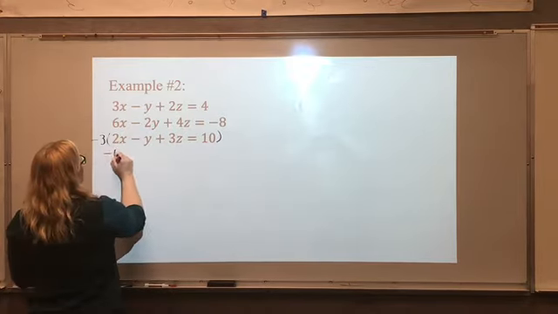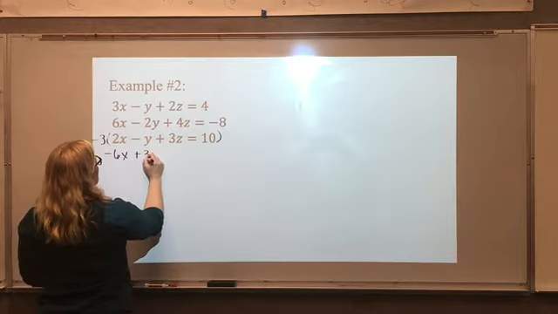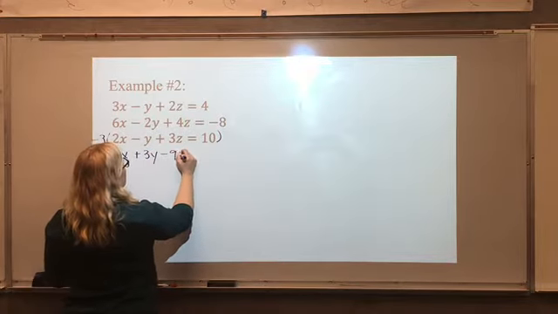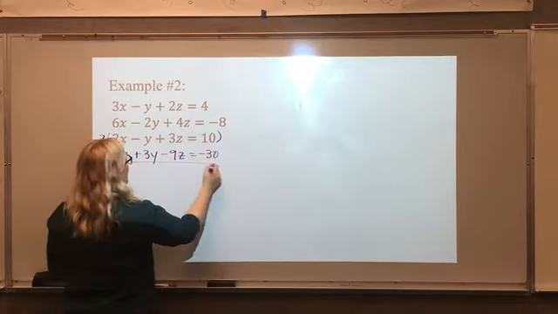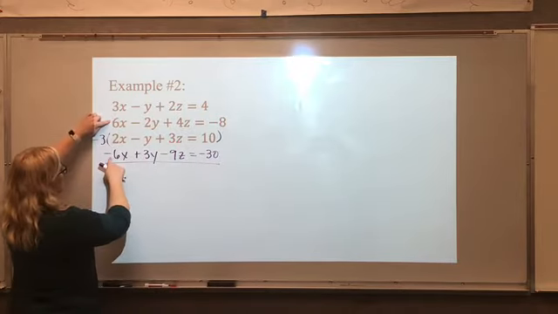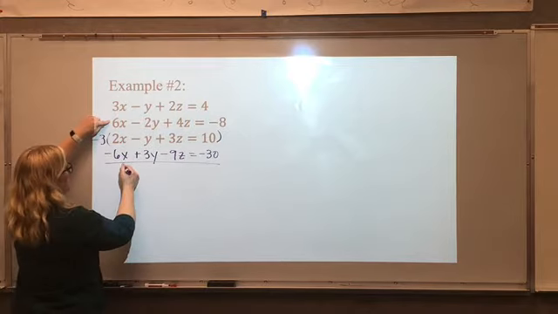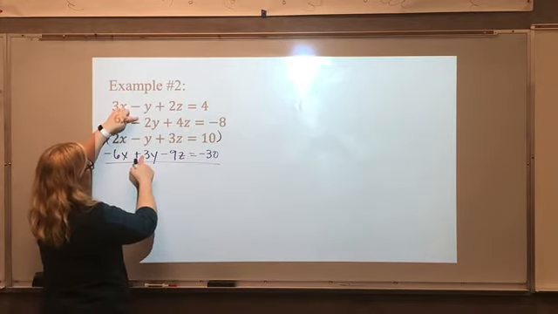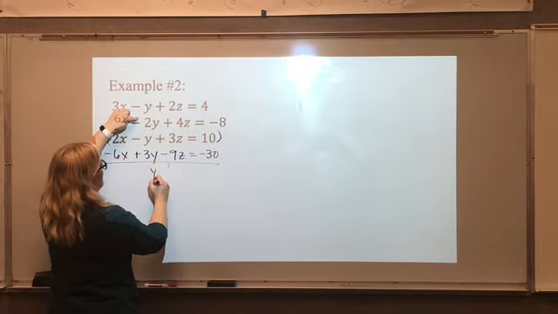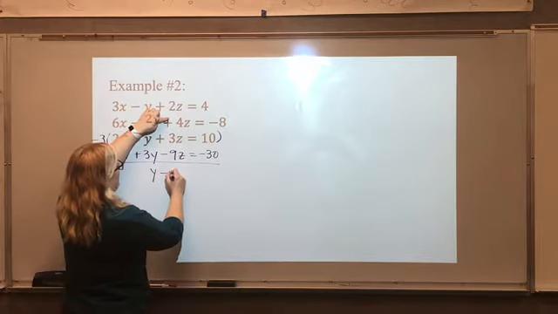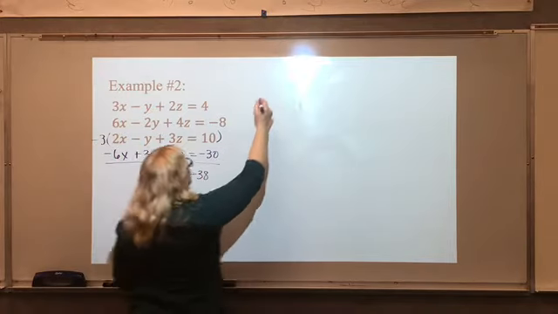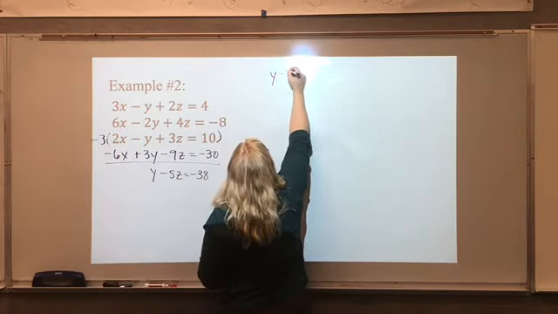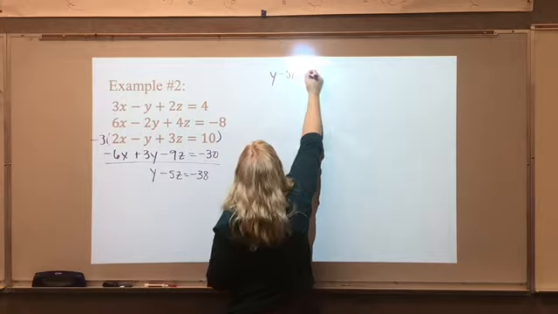So this is negative 6x plus 3y minus 9z equals negative 30. And then when I add up these two, that's what gives me 0 for x. Negative 2y plus 3y is y. And then here I've got negative 5z equals negative 38. So y minus 5z equals negative 38.